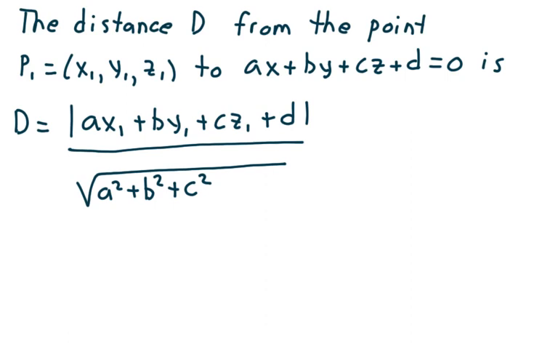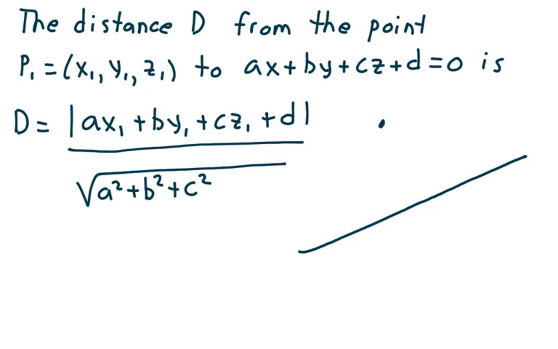Now, the distance D from the point x1, y1, z1 to the plane ax plus by plus cz plus d equals 0 is given by capital D, the absolute value of ax1 plus by1 plus cz1 plus small d, divided by the square root of a squared plus b squared plus c squared. Now, if you guys can imagine, suppose this is a plane.